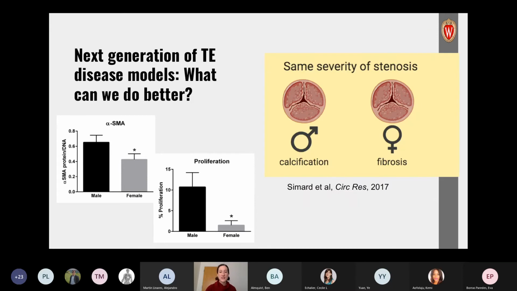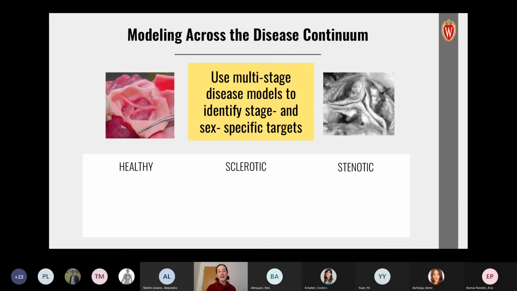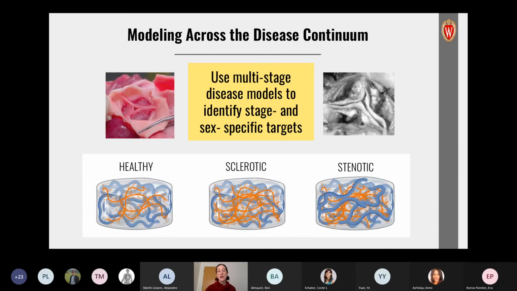Some interesting data from the field of heart valve disease is that men and women may get different types of heart valve disease. For the same severity of disease, it was found that men had more calcification and women had more fibrosis. So we're really interested in understanding where the sexes diverge in their progression of valve disease by modeling across the whole continuum. That means making not just our simplistic healthy versus early disease models, but healthy, early disease, and late disease, male and female models, to understand whether we can get at stage- and biological sex-specific targets.